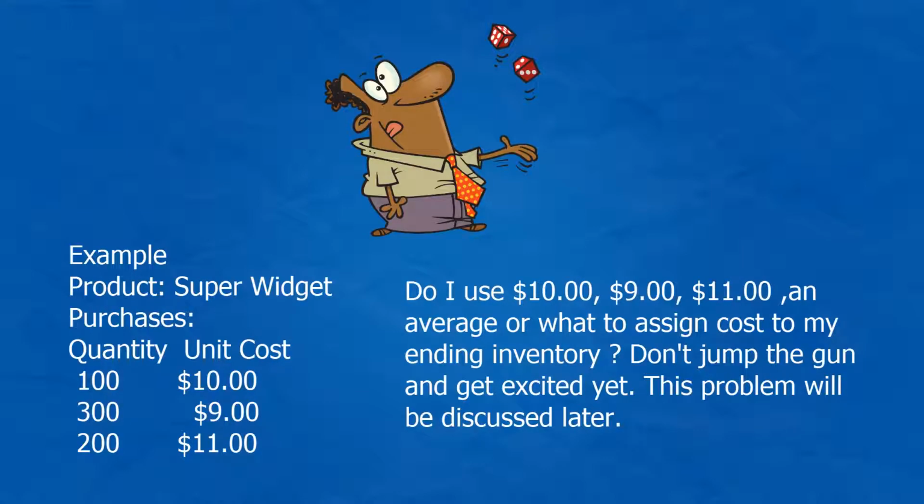Example product, super widget. Purchases. Quantity, unit cost: 100 at $10, 300 at $9, 200 at $11. Do I use $10, $9, $11, an average, or what to assign cost to my ending inventory? Don't jump the gun and get excited yet. This problem will be discussed later. I just wanted you to be aware that coming up with the proper cost to use in valuing your ending inventory requires your business to make some assumptions regarding costs.